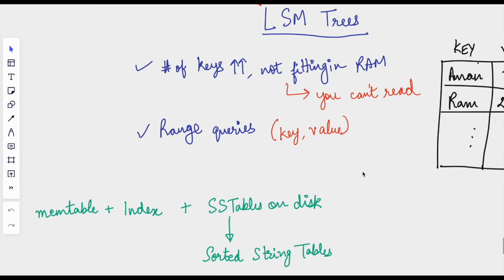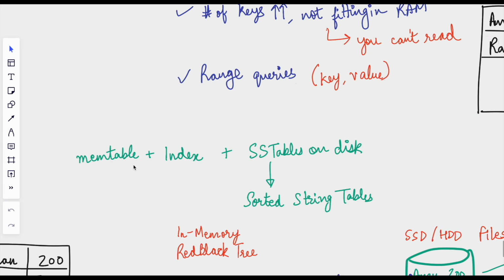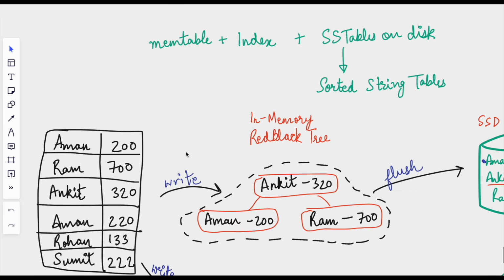Now essentially you can break down an LSM tree into three parts: a memtable, then an index, which is again in memory, just like the memtable, and then SSTables which persist on disk. SSTables stands for sorted string tables. I want to deep dive into each of them, so let's take an example.